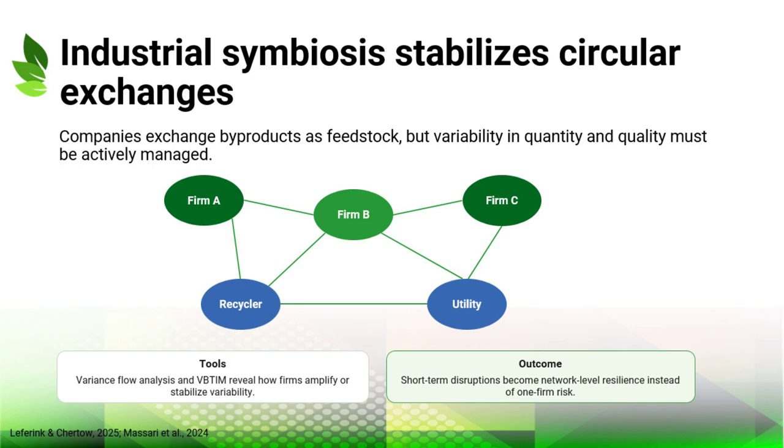The outcome is important. Short-term disruptions become a shared network problem rather than one firm's isolated risk. Industrial symbiosis therefore requires both technical matching and governance mechanisms that keep exchanges reliable over time. Trust and data make the network resilient.